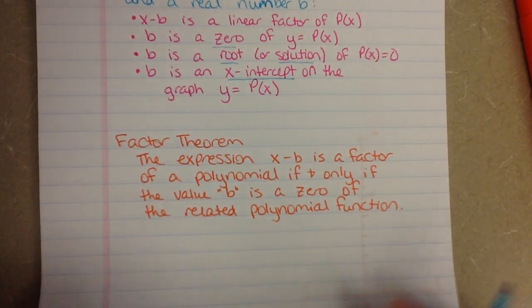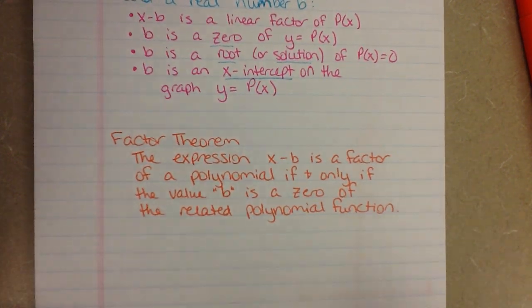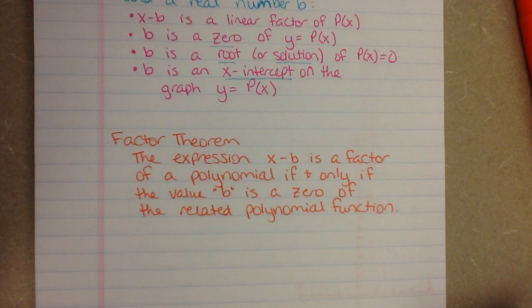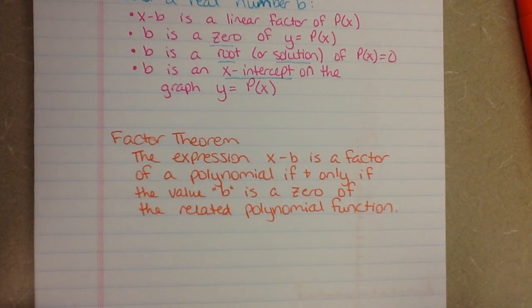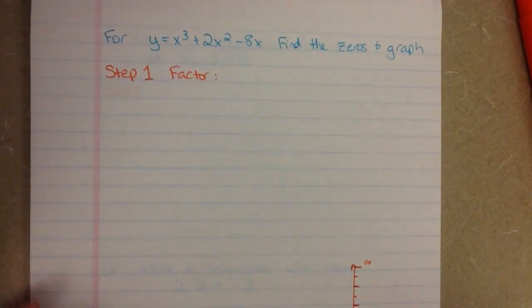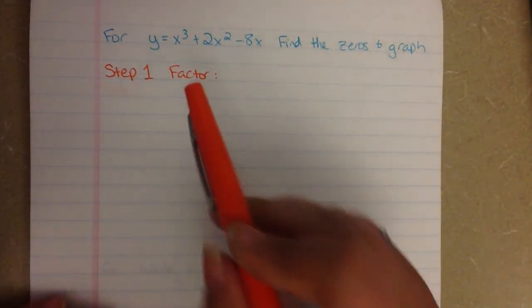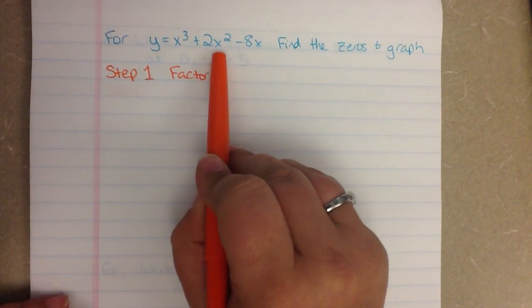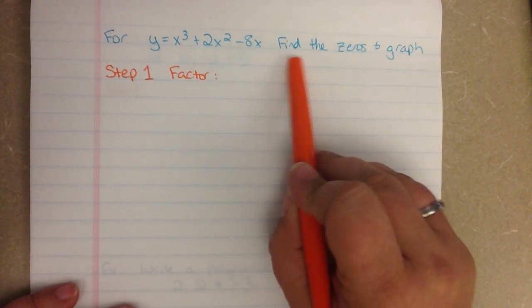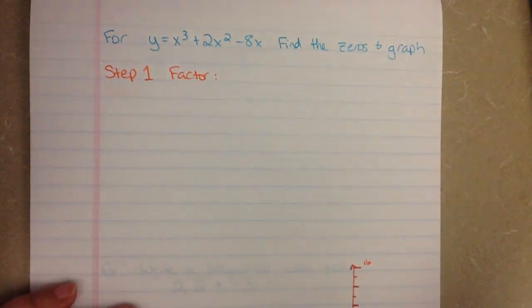Okay? So that only happens when you put b in as x and it gives you 0. So let's actually do one of these so we can figure out what this means. So write this down. It is an important theorem that you need to know and that we're going to use for the rest of the year. Okay, so here's my first example. For y equals x to the third plus 2x squared minus 8x, find the zeros and graph.